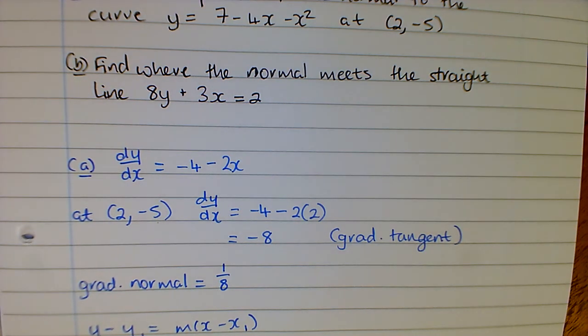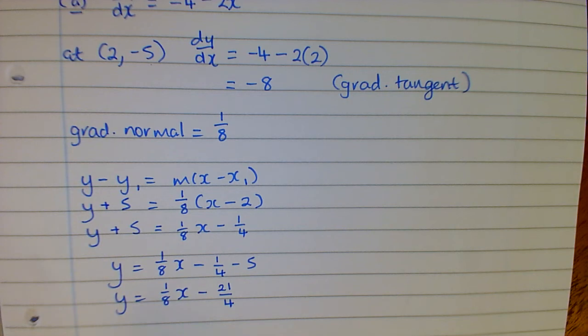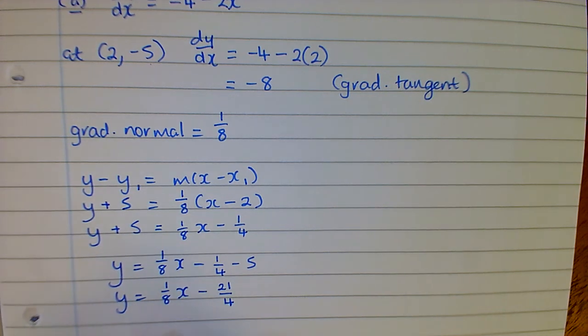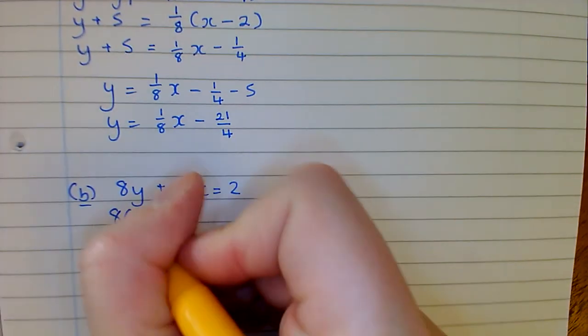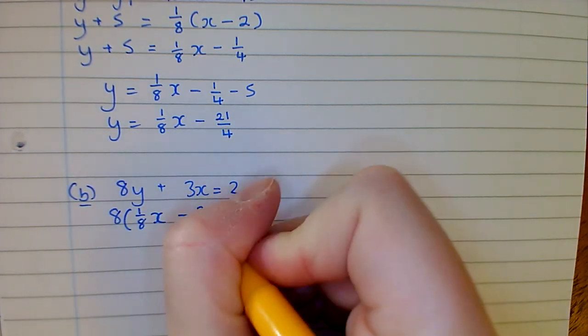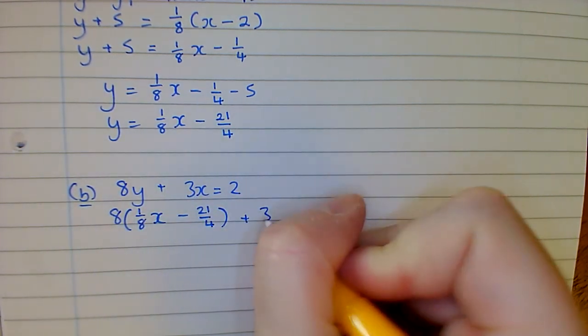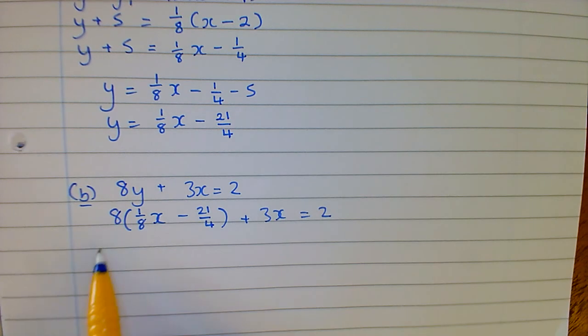So the next bit is find where the normal meets this line, 8y plus 3x equals 2. So you have simultaneous equations and you can solve them by substitution or by elimination, whichever one you would prefer. I'm going to use substitution. So where I see y, I'm going to replace it with our equation for y. So we have 8y plus 3x equals 2. So I'm going to replace the y with an eighth x minus 21 over 4, plus 3x equals 2.